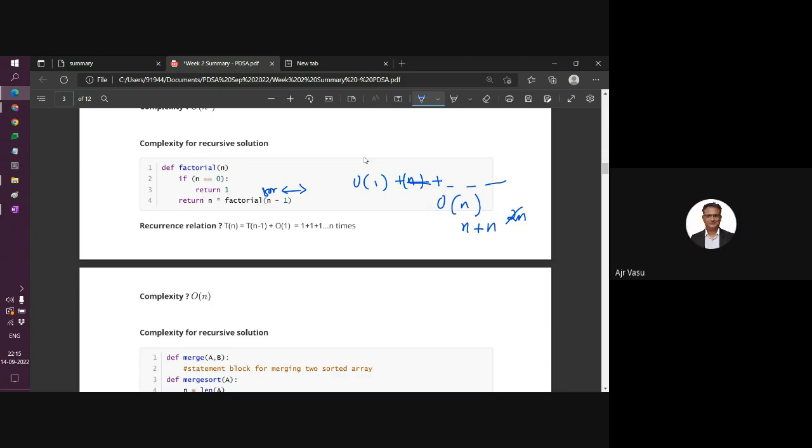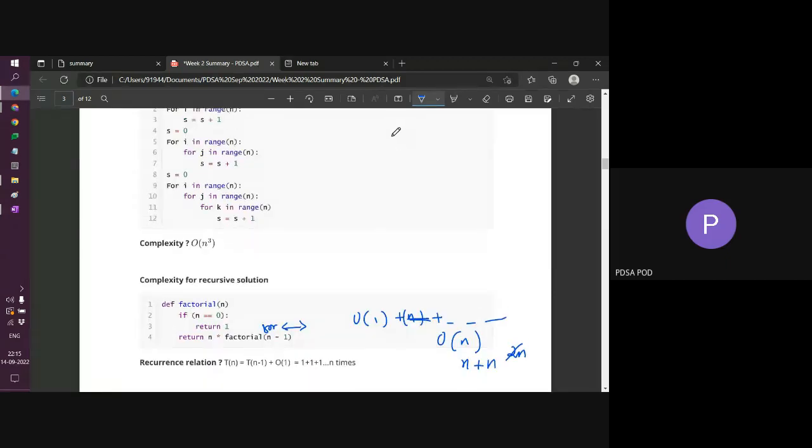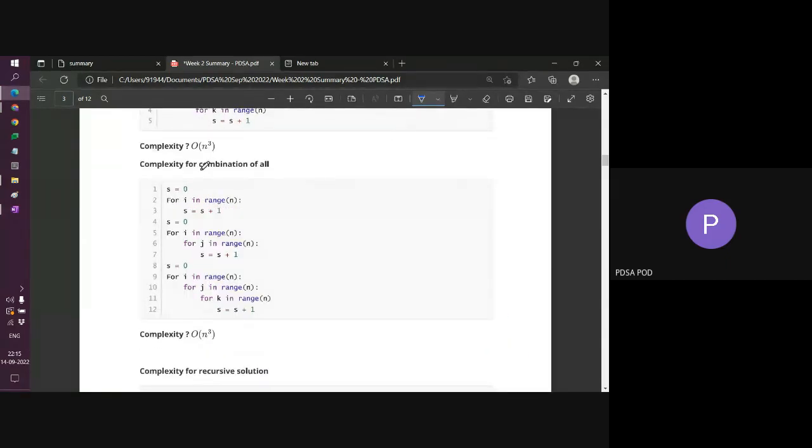So in that case we saw here, this is the complexity of a combination. This is n, this is n squared, and this is n cube. And as I said, these are happening consecutively. So you have n cube plus n squared plus n. So you remove this, and this is what happens. Okay, this is fine.